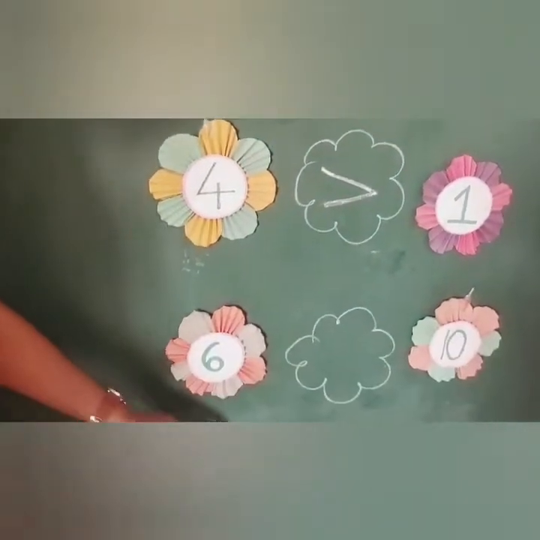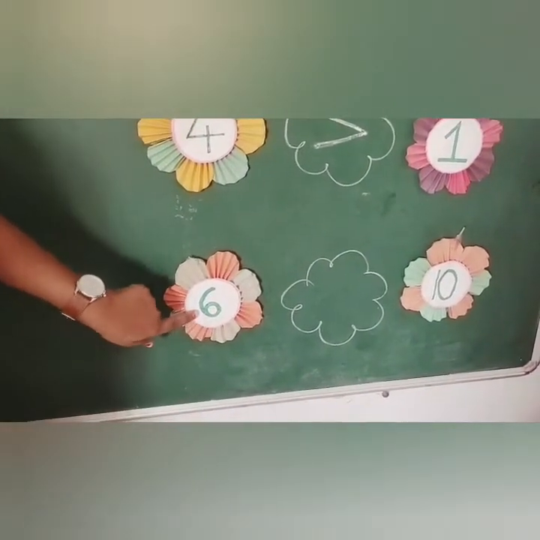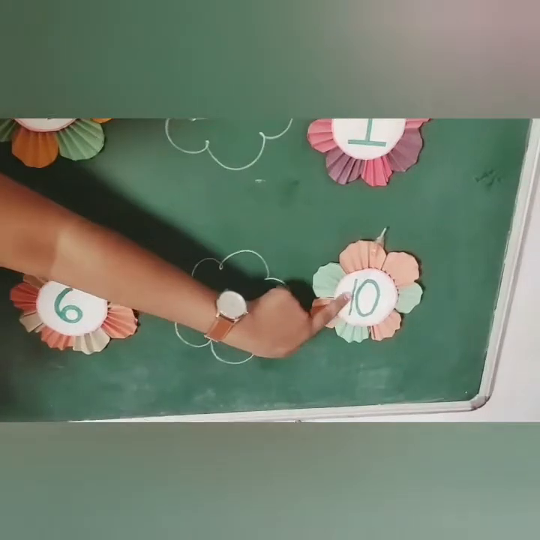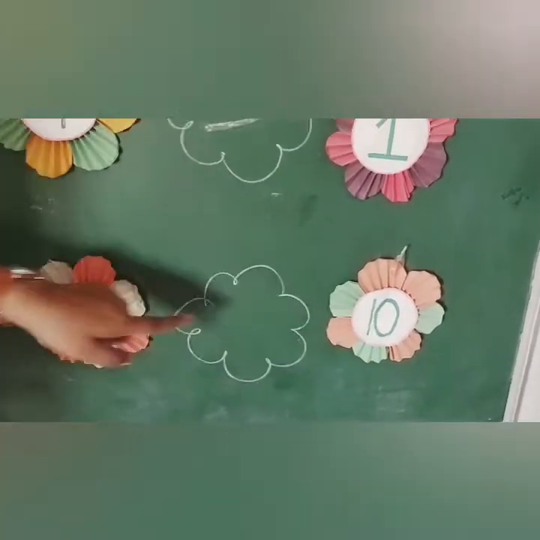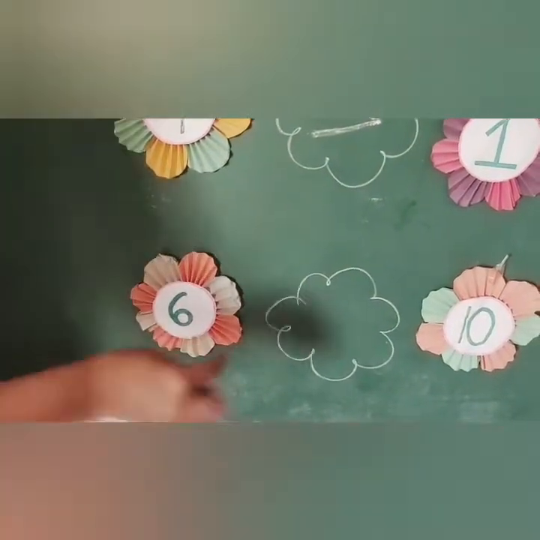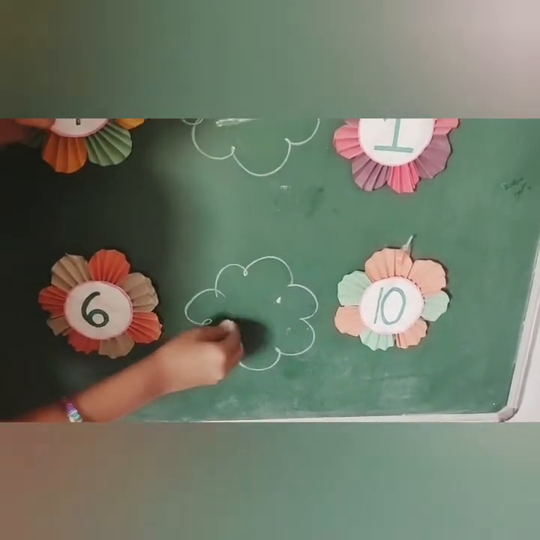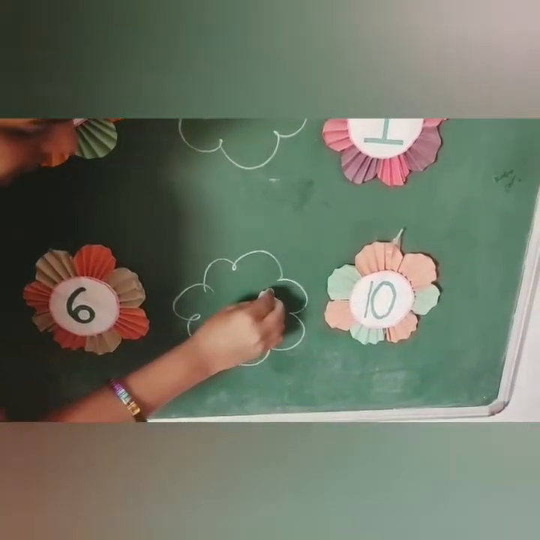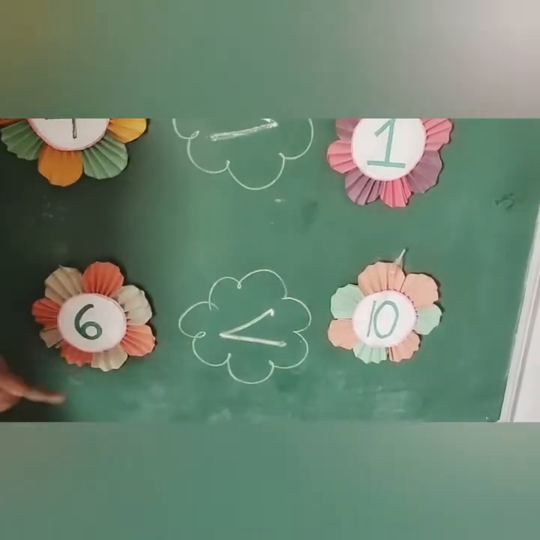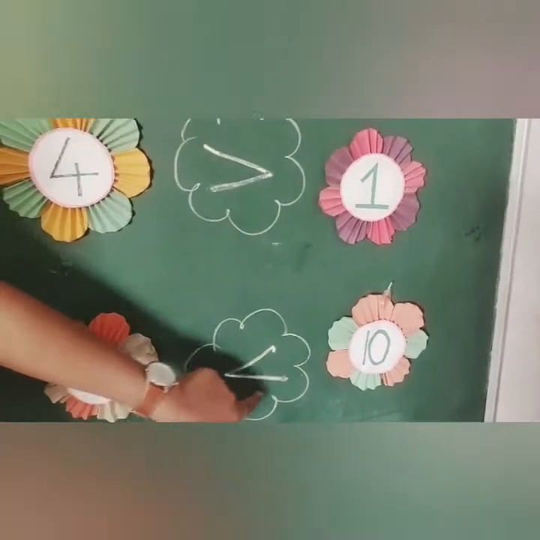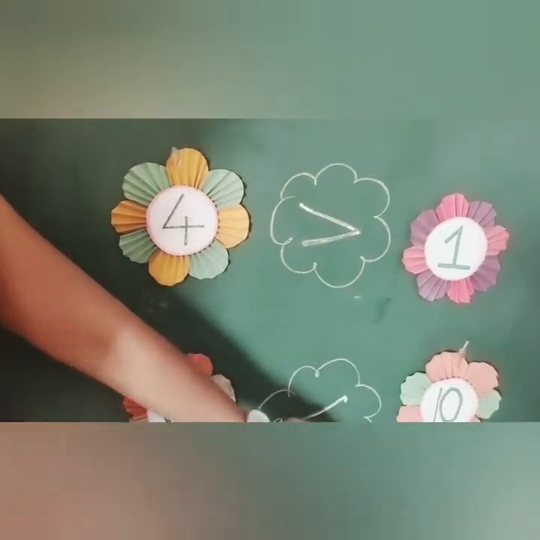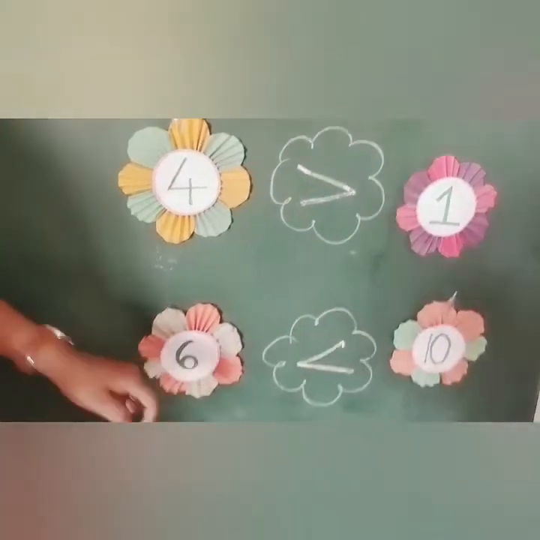Next, let me show another example. Here I have number 6 and here I have number 10. We already know that the bigger number has 2 dots and the smaller number has 1 dot. Join these dots. Yes, 6 is always smaller than 10 and 10 is always bigger than 6.